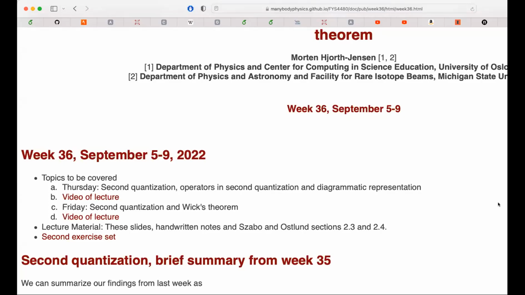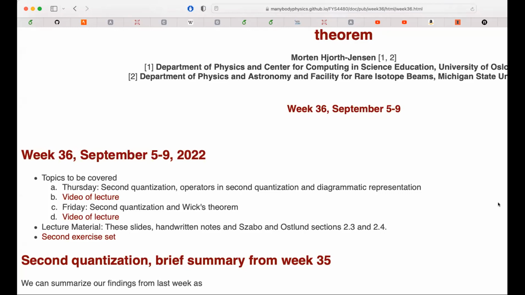So welcome back, everybody, and welcome to a new week. The topic this week is a continuation of the introduction of second quantization, which we discussed last week. We are going to look at operators in second quantization and diagrammatic representation, and we're going to look at Wick's theorem, which is going to simplify the calculations of expectation values and transition probabilities.